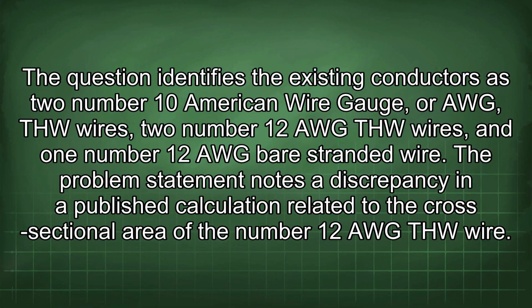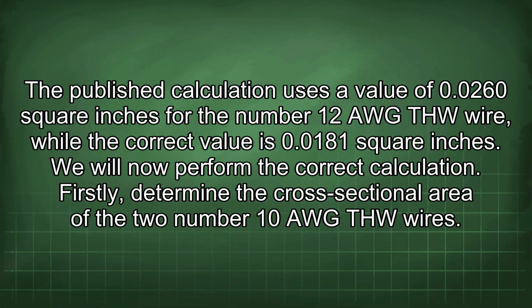The problem statement notes a discrepancy in a published calculation related to the cross-sectional area of the number 12 AWG THW wire. The published calculation uses a value of 0.260 square inches for the number 12 AWG THW wire, while the correct value is 0.181 square inches. We will now perform the correct calculation.